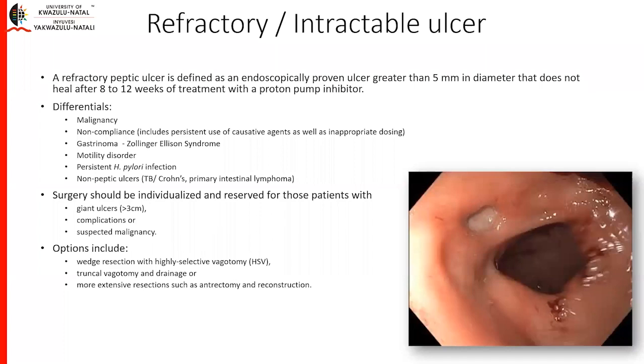And in the event that you exclude all of these and you consider that surgery is your only option, bear in mind that surgery should be individualized and reserved for patients with a giant ulcer of more than 3 centimeters in the stomach, more than 2 centimeters in the duodenum, complications of the ulcers, which we will go into after this slide, and of course, suspected malignancy. The surgical options available to the surgeon are wedge resection with a highly selective vagotomy, truncal vagotomy and drainage by, for example, pyloroplasty, and more extensive resection such as an antrectomy where the antrum of the stomach is excised with restoration of gastric continuity or reconstruction.